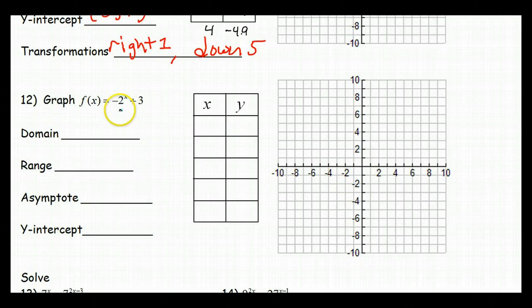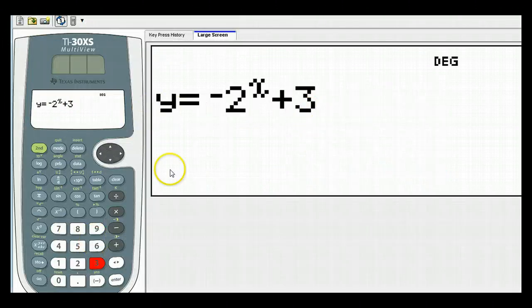Let's put this in the calculator. Here is the equation in the calculator. I used the table function, just typed it in. And I hope I used the right kind of negative sign.